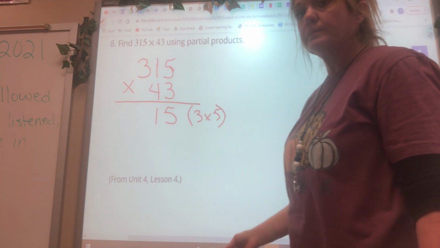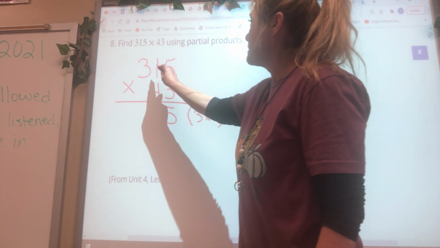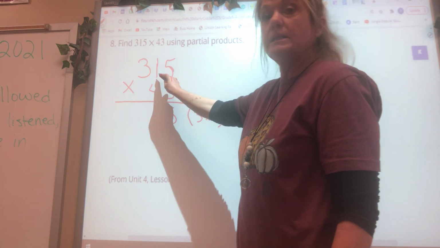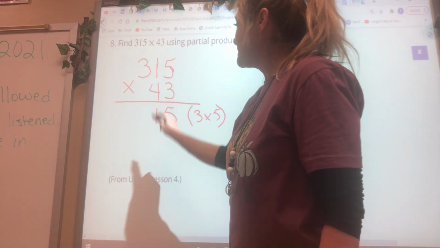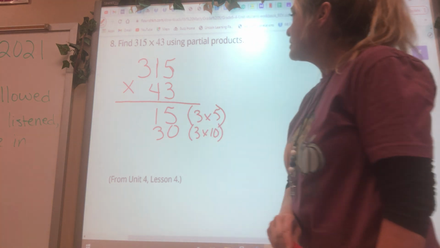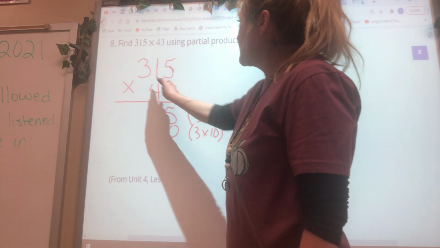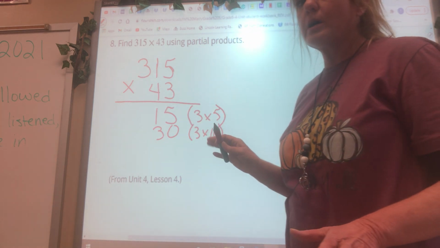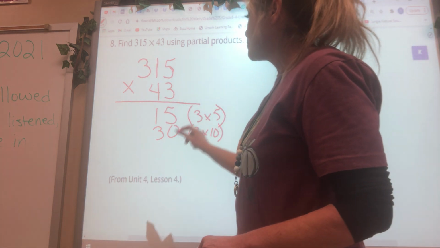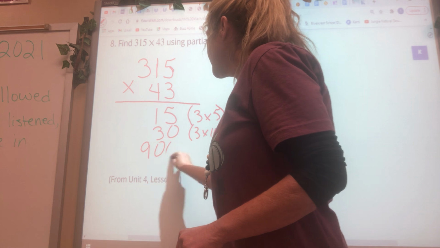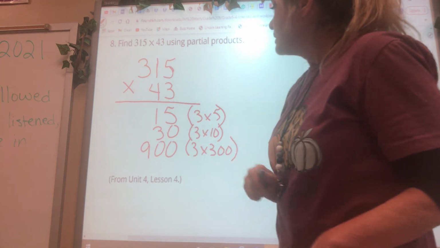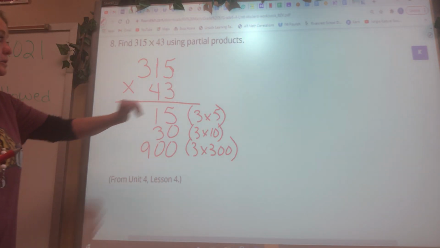That's the little expression. And then 3 times 1, but if we're doing partial products, this isn't just a 1, is it? It's in the tens place, so it's 10. So 3 times 10 is 30. And then finally, we have 3 times this number, but if we're using partial products, it's not just a 3, it's 300. So 3 times 300 would be 900. Okay, and those are our partial products using the 3.